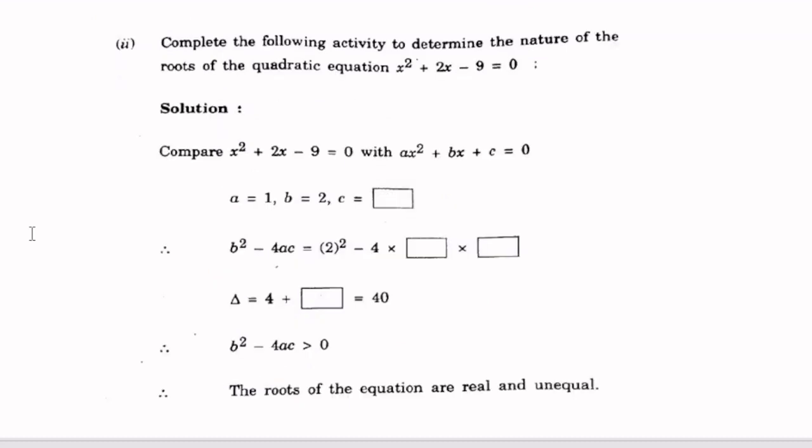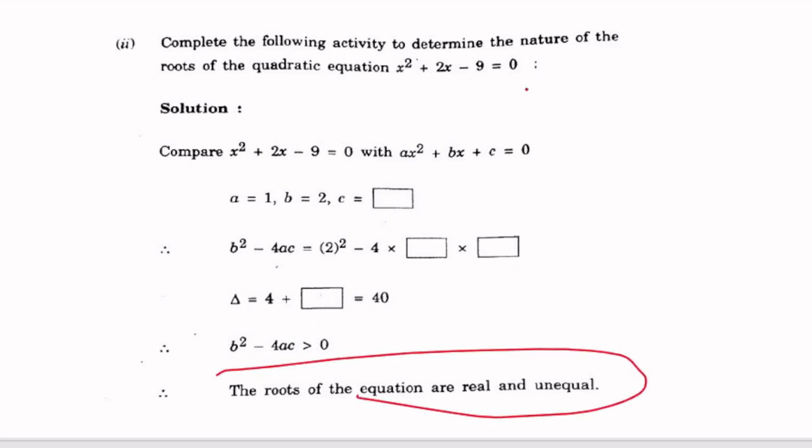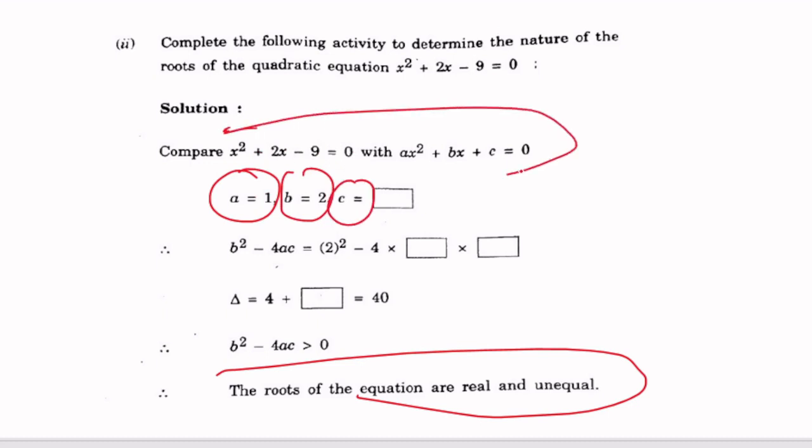Next question of this, question number 2. You have to fill the blanks and find the answers. Answers you don't have to find, only you have to fill the blanks. The answer is already given. The roots of the equation are real and unequal. Okay, so a is equal to 1 after comparing with the general equation. b is equal to 2 and c is equal to what? If you compare this equation with the general equation, a is equal to 1, b is equal to 2 and c is equal to minus 9.